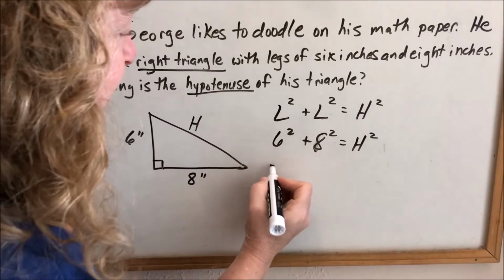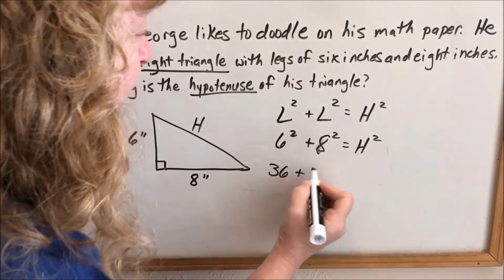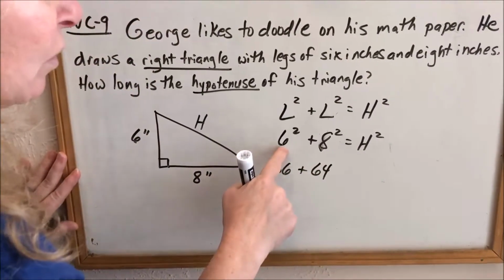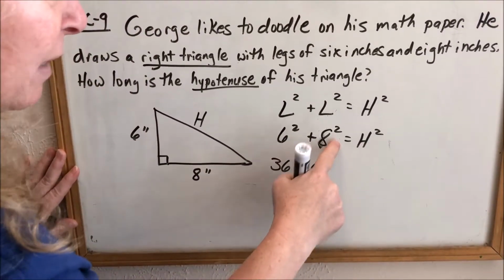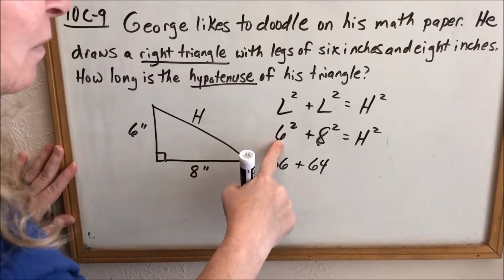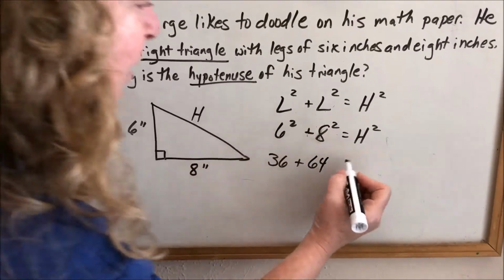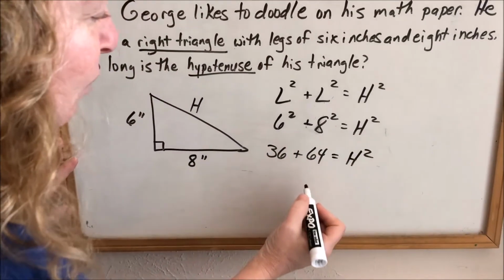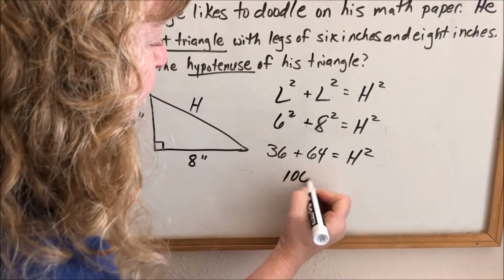6 squared is 6 times 6, 36. 8 squared, 8 times 8, 64. Don't do 6 times 2. Don't do 8 times 2. That means 6 times 6. That means 8 times 8. Okay, 36 plus 64, 100.